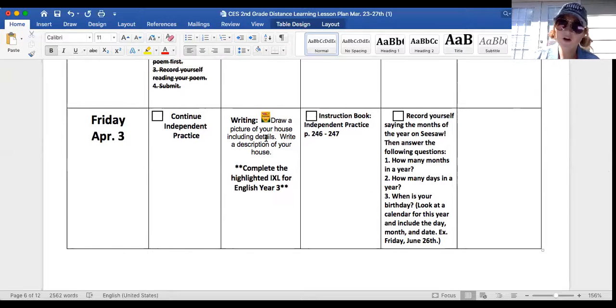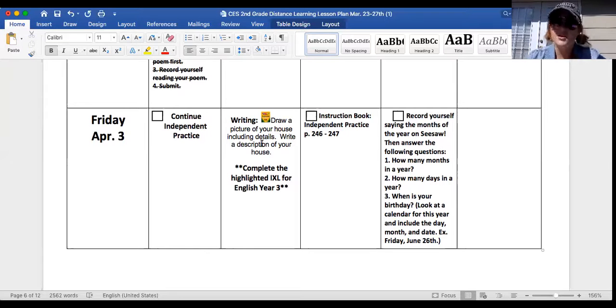So you draw a picture of your house and then write about it and describe it. When you do that, I need to be able to visualize your house in my mind. So tell me everything, all the little details. How many windows? Is it brick? Is it vinyl? Is it a log house? Okay, there's so many descriptions that you could give.